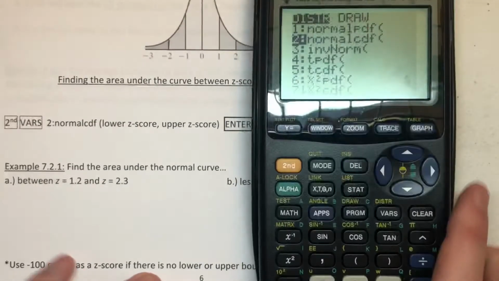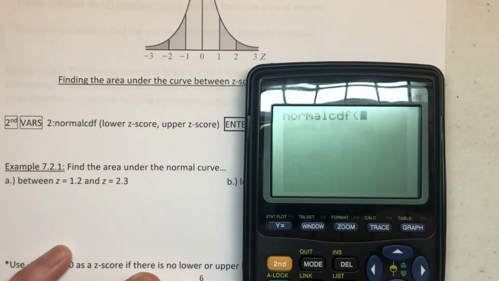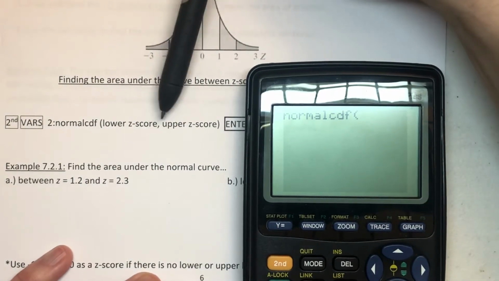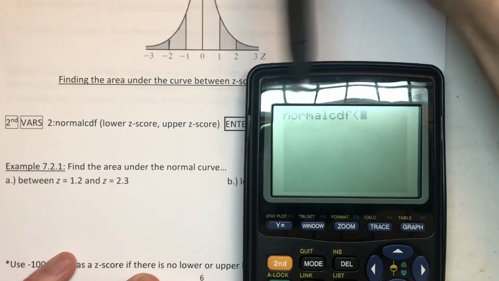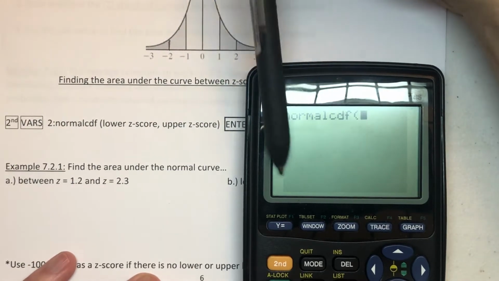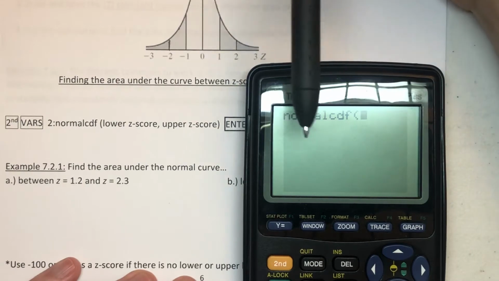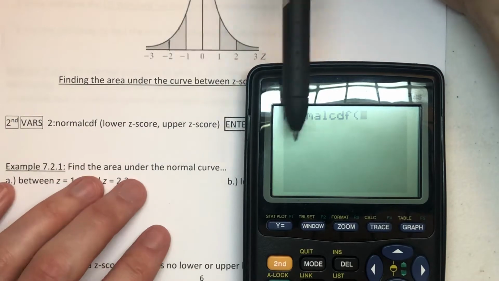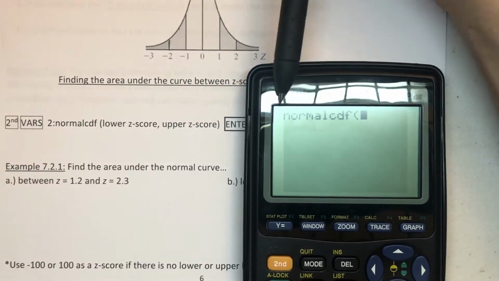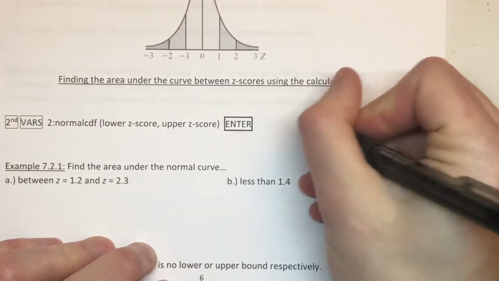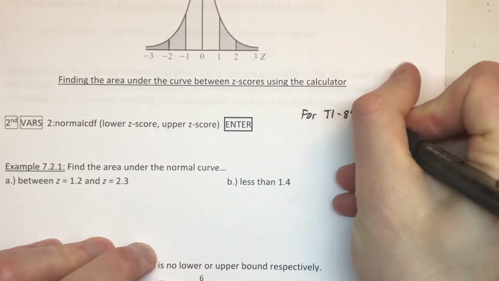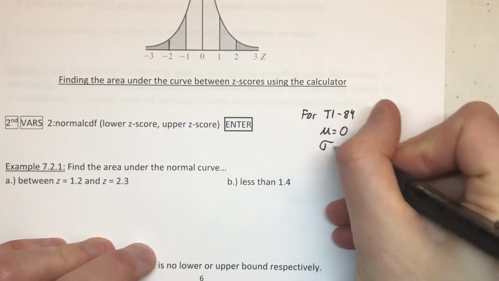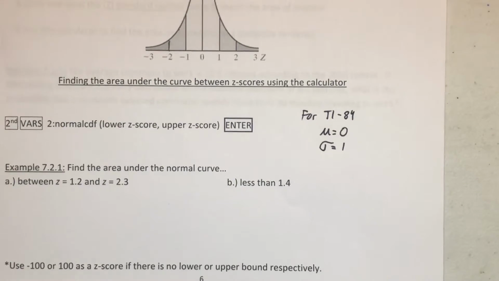Now, I want to point out that for the TI-83, whenever you click enter on this, you just get that prompt in an empty screen. So you have to know that what it wants you to enter is a lower z-score and an upper z-score. For TI-84s, you're taken to more of a prompt-based screen. When you're there, I want to make sure that you are doing the same steps that we're doing here as we use the 83. So for a TI-84 or basically any graphing calculator that prompts you, you're going to have to make sure you tell the calculator that the mean is 0 and standard deviation is 1.